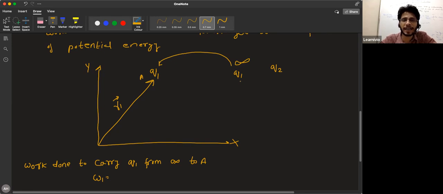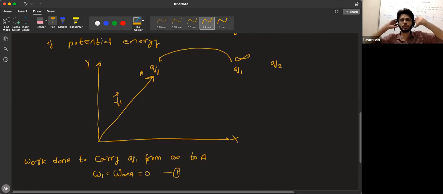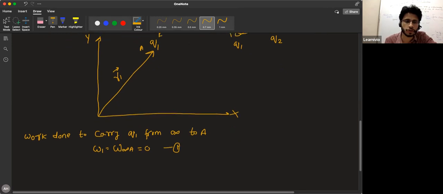It's like I ask you to push a body on a frictionless surface. If there is no friction, then you don't need any force. Your work done will be zero. So work done in carrying charge Q1, W1, from infinity to A will be zero. This is zero work. Is it clear? Yes, sir. Work done is zero because there is no other charge which will repel this Q1, so there is no opposition.